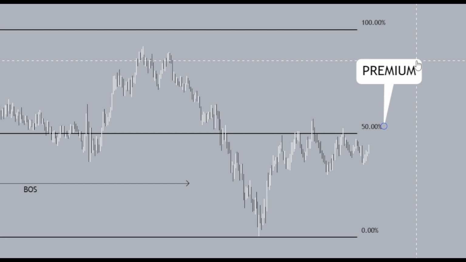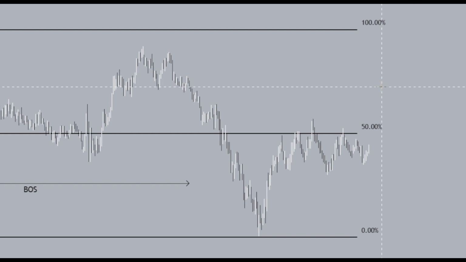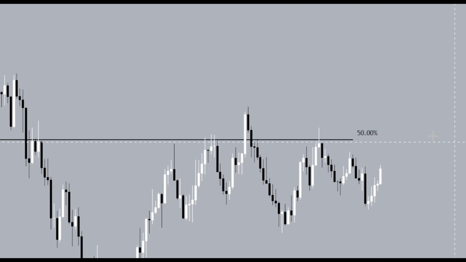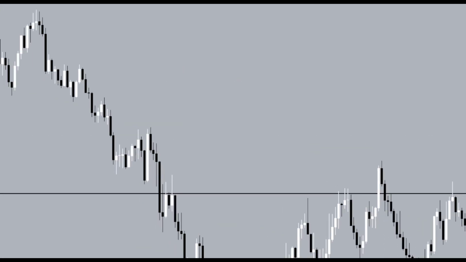Now that we've done step 1, which is structure, step 2, which is the dealing range, step 3, which is the PD arrays, the 4th thing we want to look for is the inefficiencies in price. Now, where are they? Let's quickly have a look. We understand we're looking for fair value gaps, essentially.